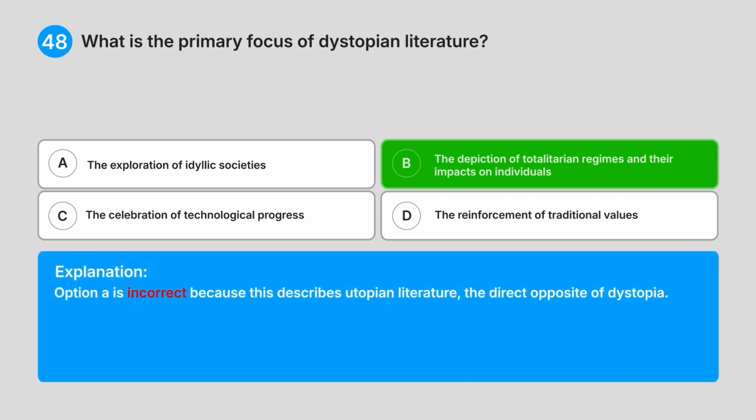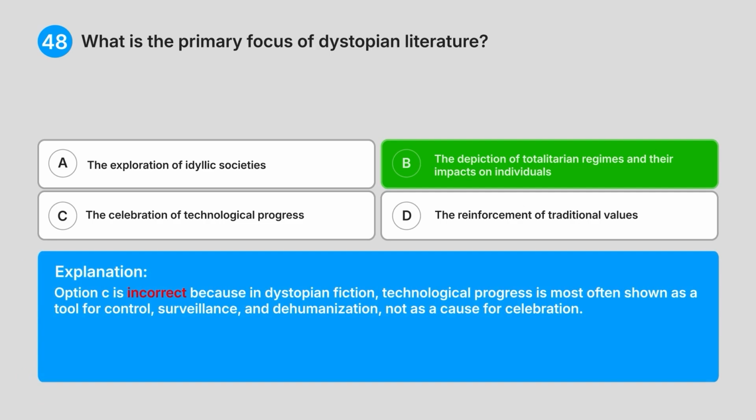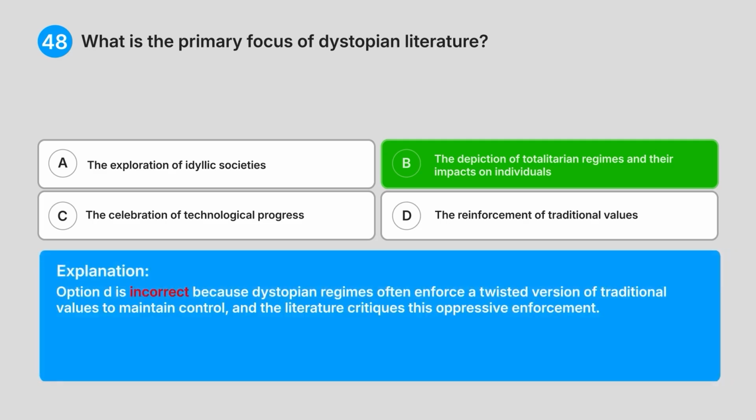Option A is incorrect because this describes utopian literature, the direct opposite of dystopia. Option C is incorrect because in dystopian fiction, technological progress is most often shown as a tool for control, surveillance, and dehumanization, not as a cause for celebration. Option D is incorrect because dystopian regimes often enforce a twisted version of traditional values to maintain control, and the literature critiques this oppressive enforcement.